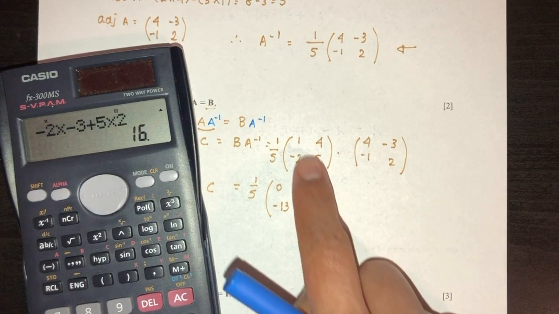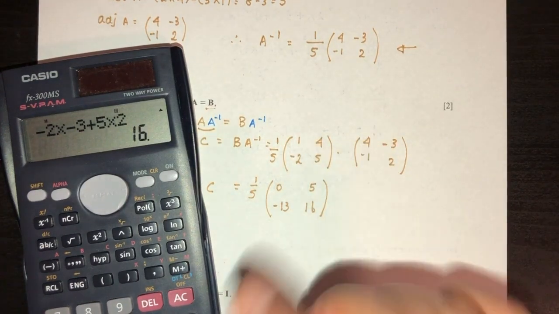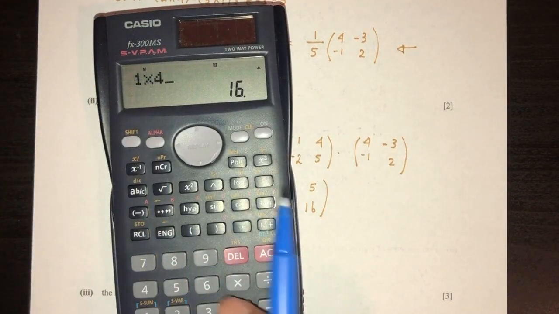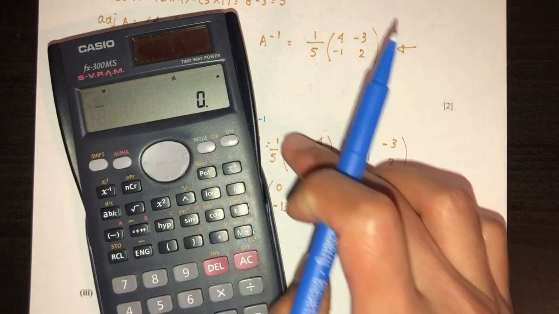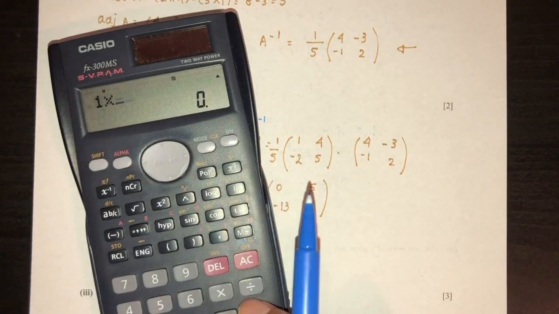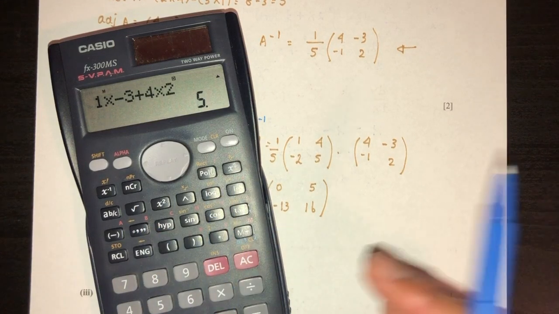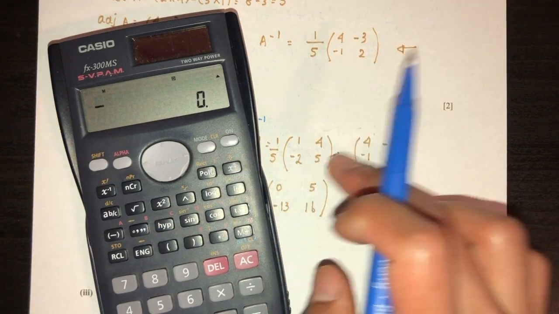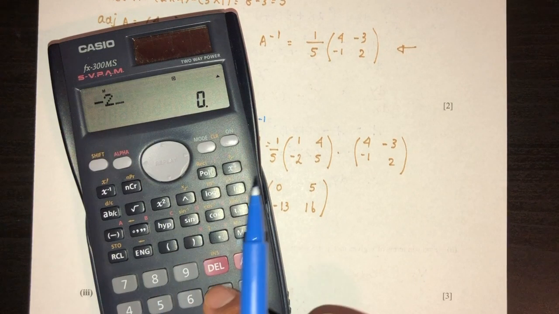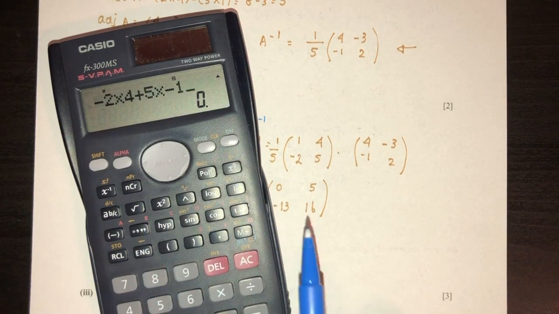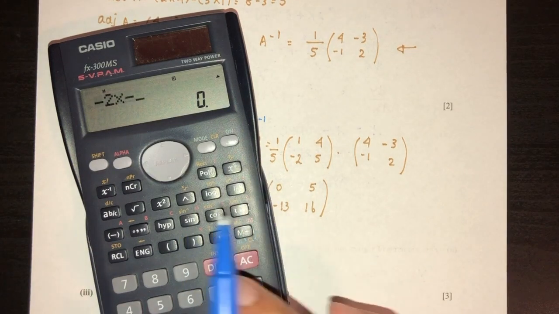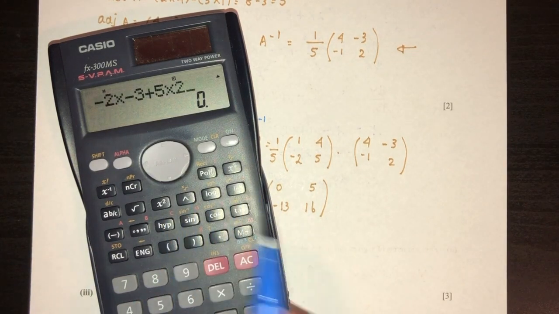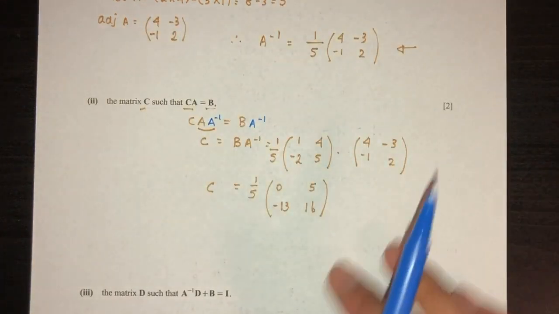So let's say we have rows by column for this value. So 1 times 4 plus 4 times minus 1, that will be 0. Good. And then for this one, this by this, so 1 times minus 3 plus 4 times 2, that will be 5. Good. And this one, rows by this column, minus 2 times 4 plus 5 times minus 1, that should be minus 13. And this by this will be minus 2 times minus 3 plus 5 times 2. That will be 16. So that is good to go.